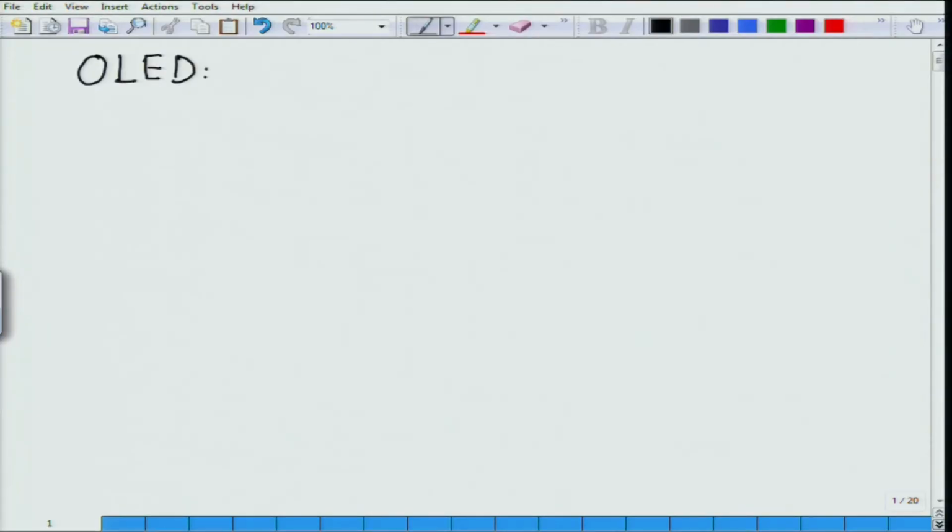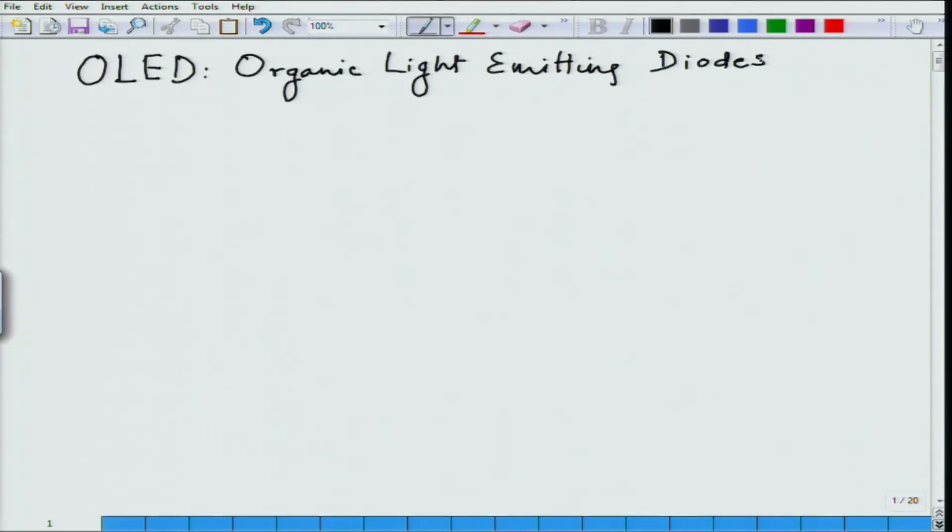Today we are going to talk about organic light emitting diodes. We introduced the device in the last lecture. We talked about a simple diode, and today we will see, if we want to get light out of this diode, what are the criteria by which we can get a more efficient device.